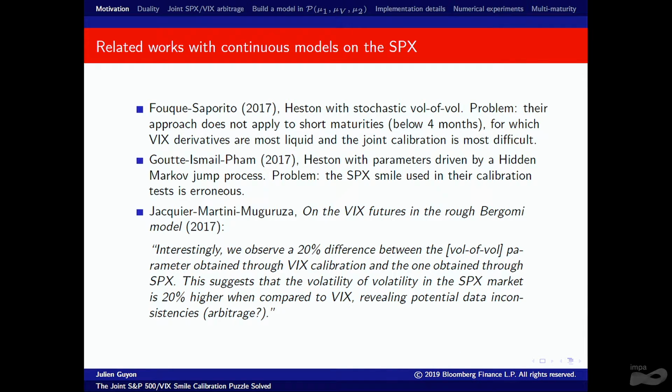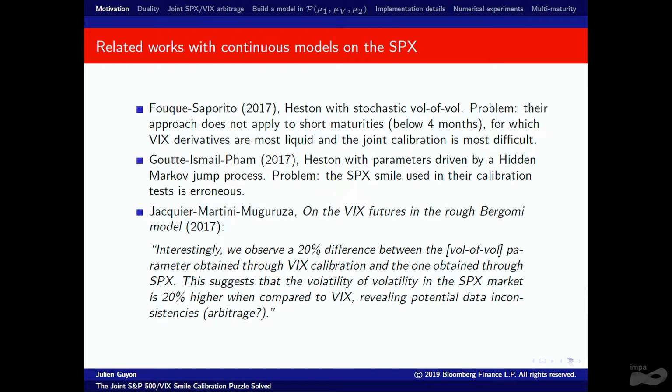There are some other papers that found basically the same. So Yuri, for instance, here in the room, has a nice paper with Jean-Pierre Fouque where they consider the Heston model with stochastic vol of vol to try to do the joint calibration. But actually, their method is valid only for maturities that are below 4 months. But precisely, it's below 4 months that it's difficult to do the joint calibration. So we can't really use their result here.